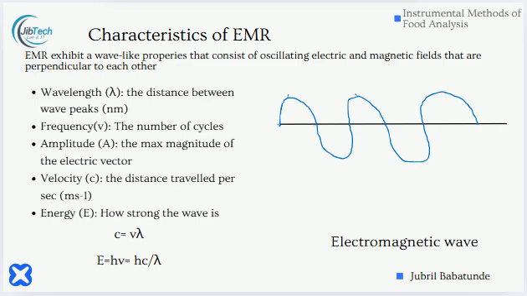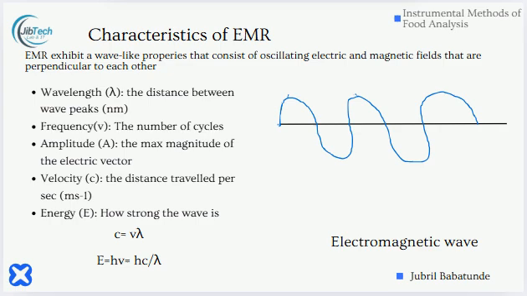All right, so EMR exhibits wave-like properties that consist of oscillating electric and magnetic fields that are perpendicular to each other. Now this definition tells us that it is a wave-like property that consists of oscillating electric and magnetic fields. And of course, you will agree with me that is where the name electromagnetic comes from. It's a combination of magnetic field and electric field.